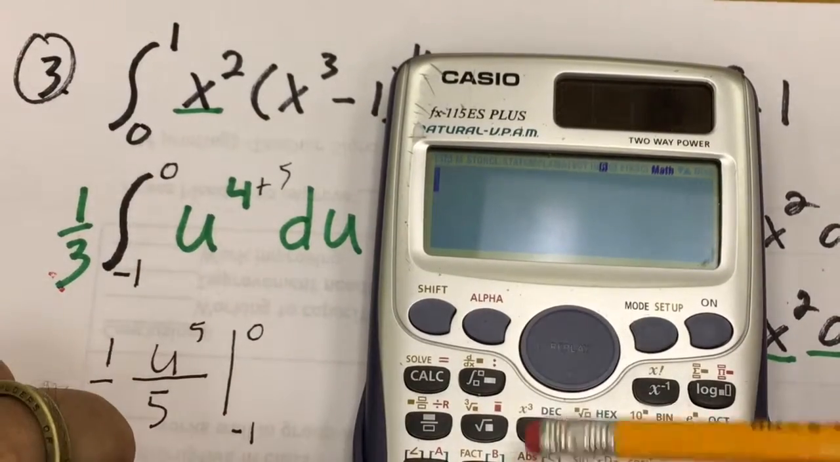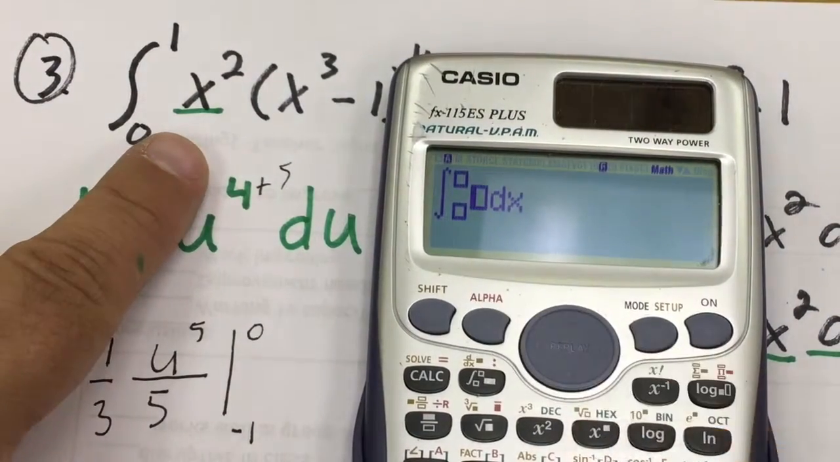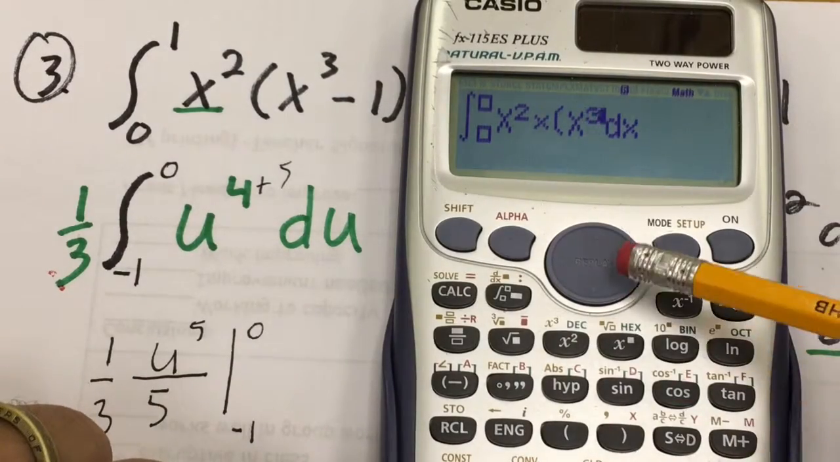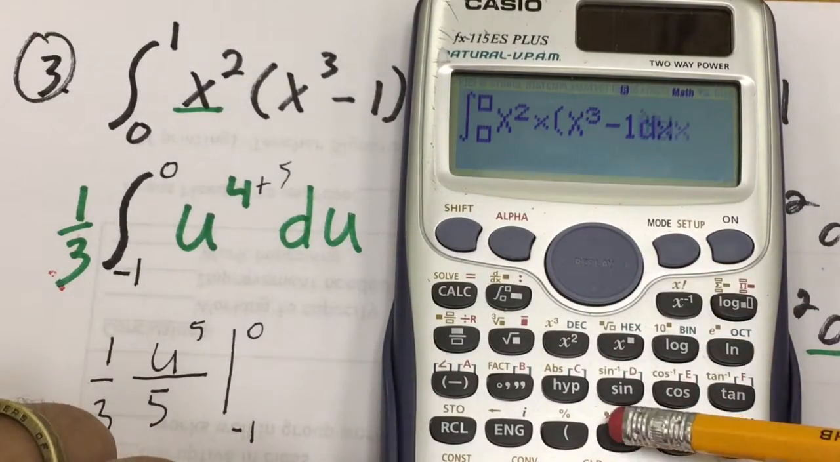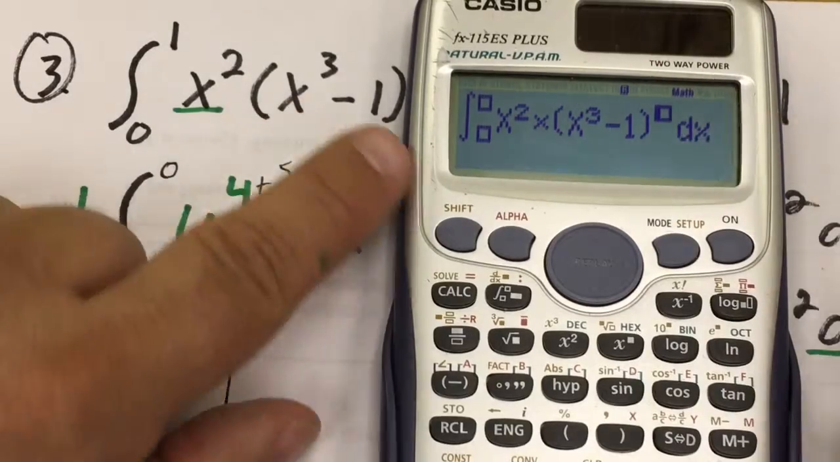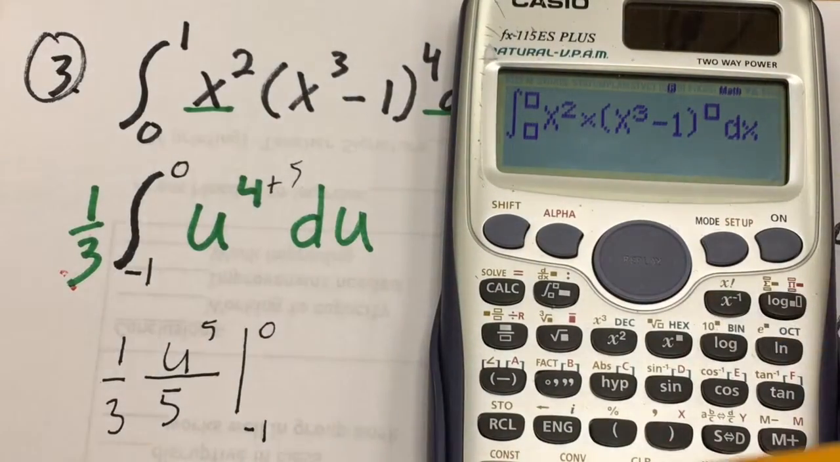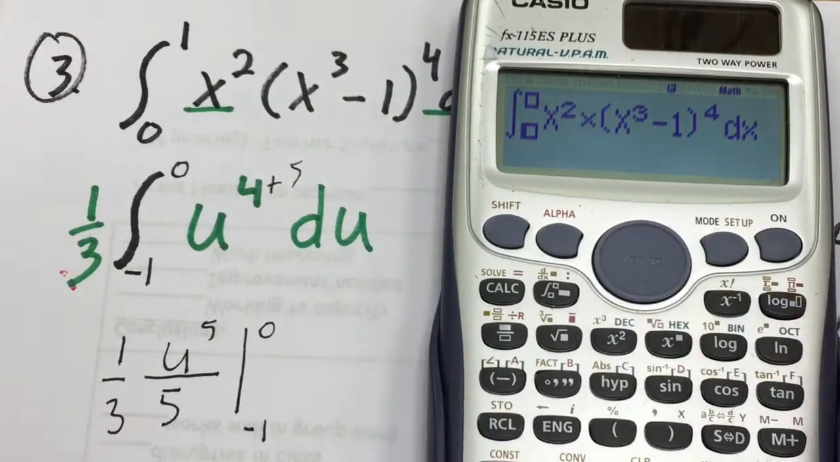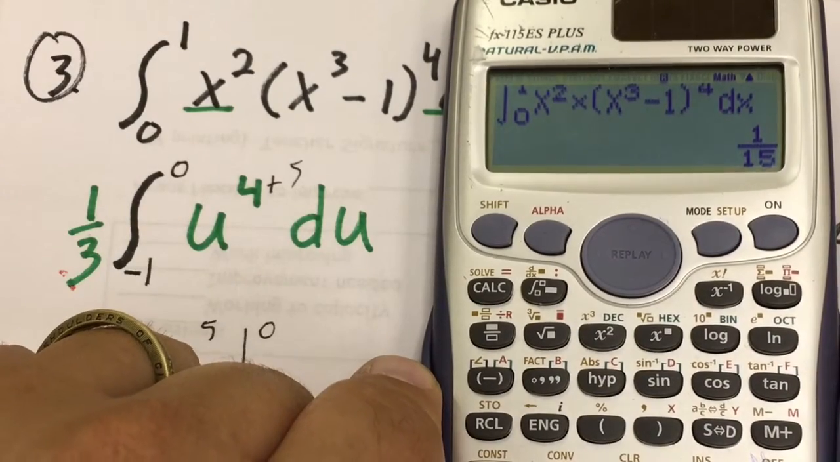I'm going to hit the integral button and type in alpha x squared times parentheses alpha x cubed to the third power minus 1, close parentheses, to the fourth power from 0 to 1. And let's see what we get. It should be 1 over 15. And there it is, 1/15.